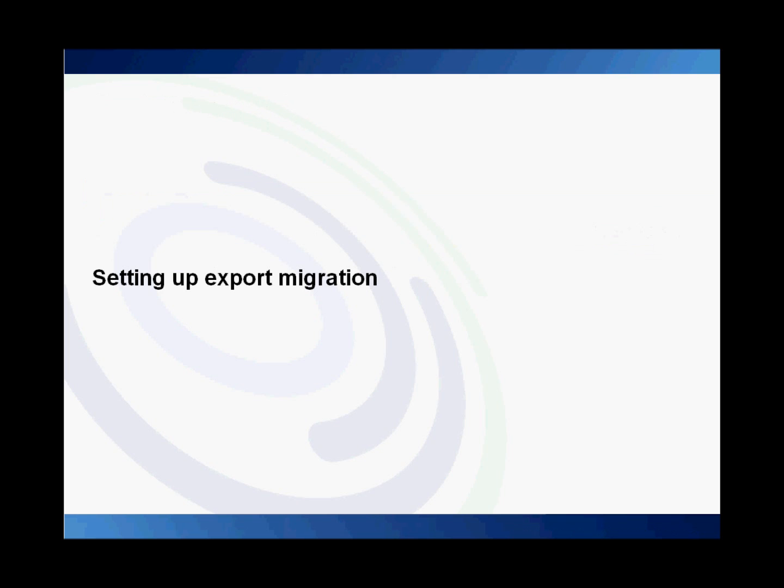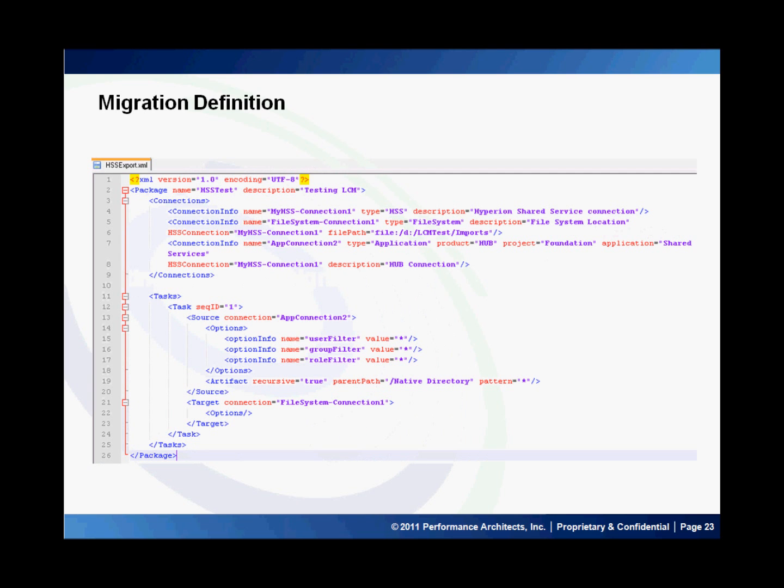Finally, we look at the export migration. Executing this is the same because you'll be using the same utility, and the only difference is the XML file. In this case, you see that the source and the target connections have been swapped. The source now is the app connection 2, which is the shared services, and the target is now the file system. So data is taken from shared services and exported to the file system.